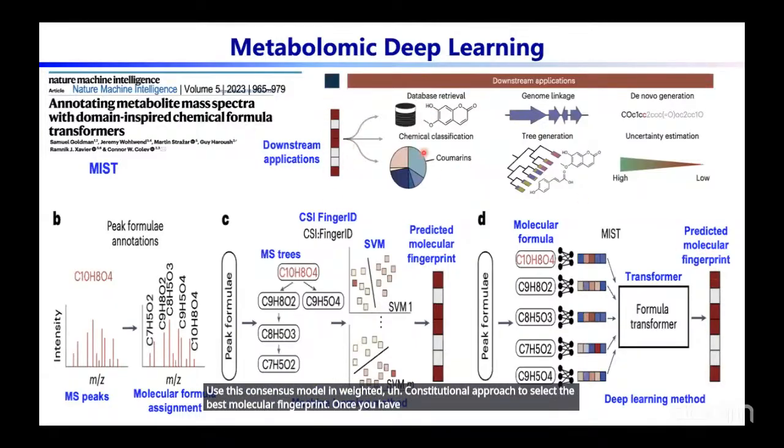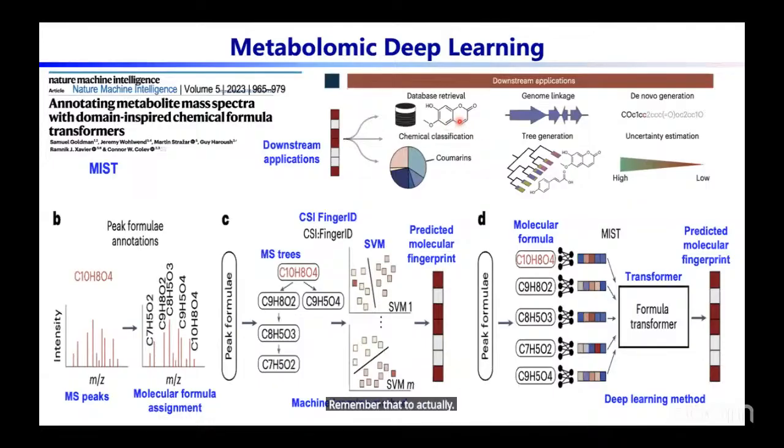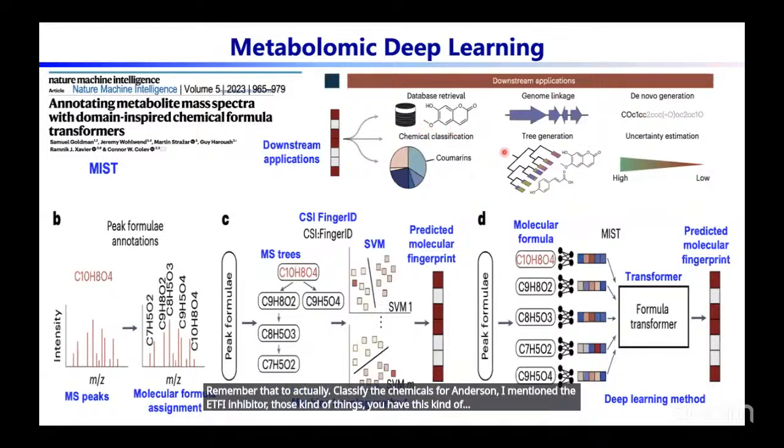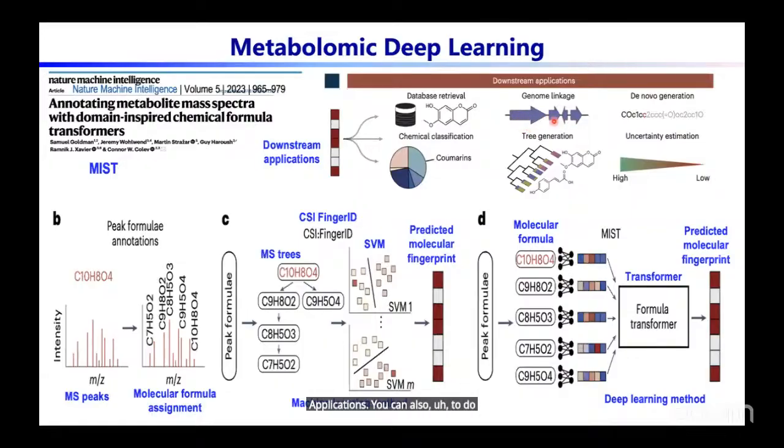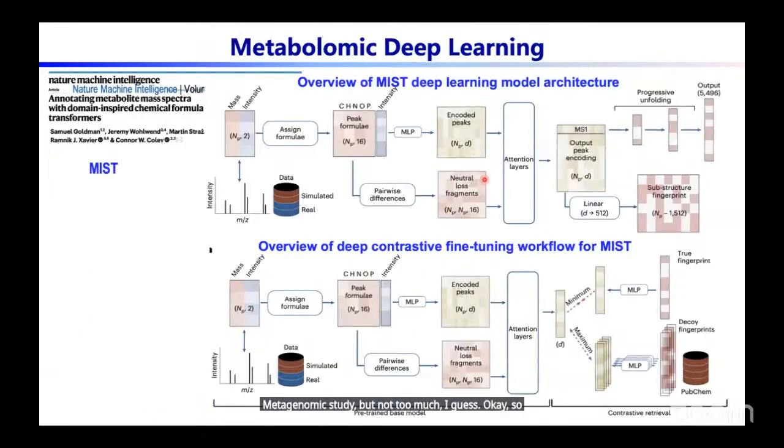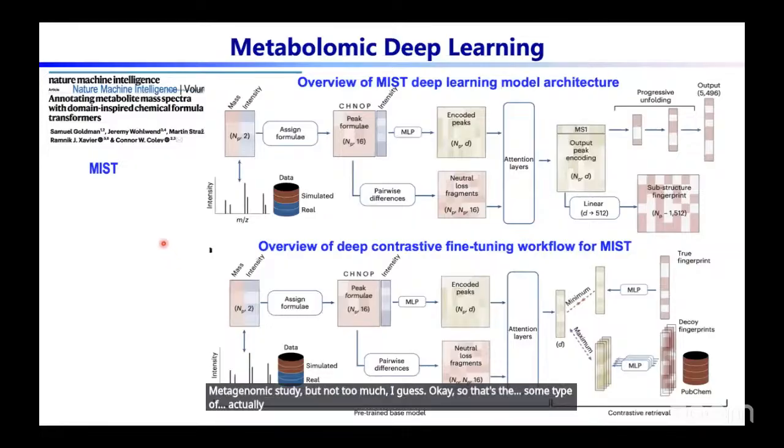Once you have the molecular fingerprint, these are the applications you can use it for. Remember that it can be used to classify the chemicals. For instance, I mentioned the EGFR inhibitor, those kind of things. You can also do this kind of genome matching. Actually, we may study some aspects of genome matching in our metagenomic study, but not too much. Just okay. So that's some topic. Actually, that's something else we may mention a little bit, not too many.